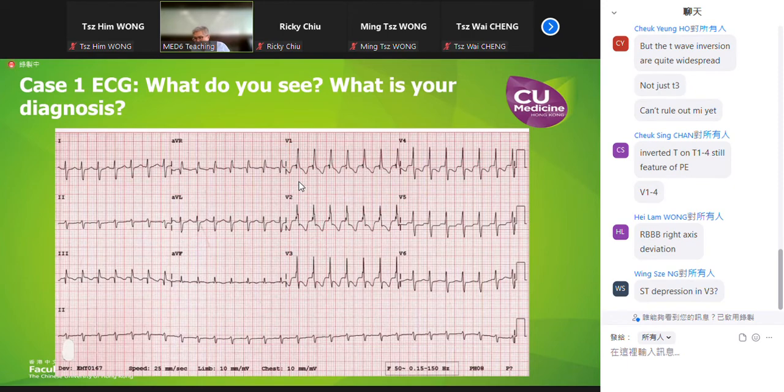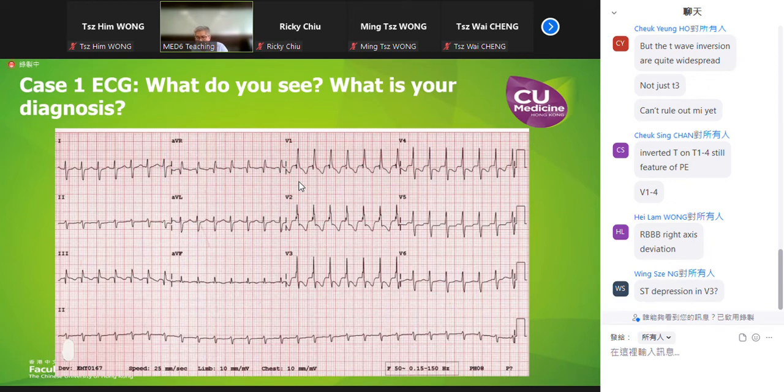Right BBB, right bundle branch block. Yes, so that's right heart strain. So that's what happens. Anteriorly, you can get right heart strain, and you can get T inversion in anterior leads.